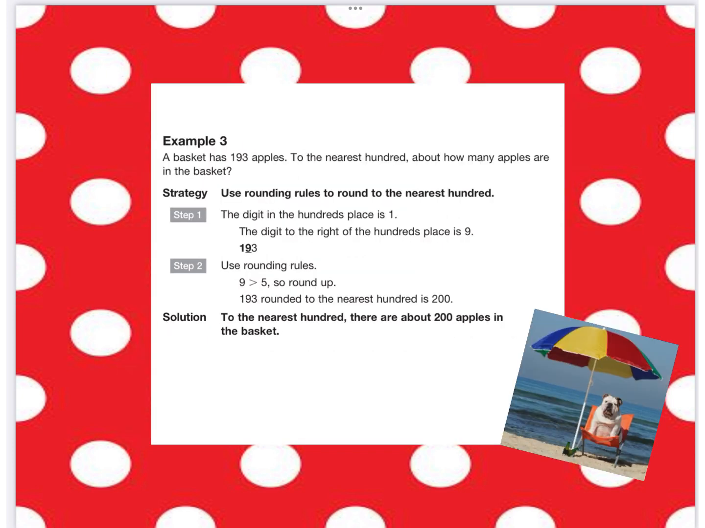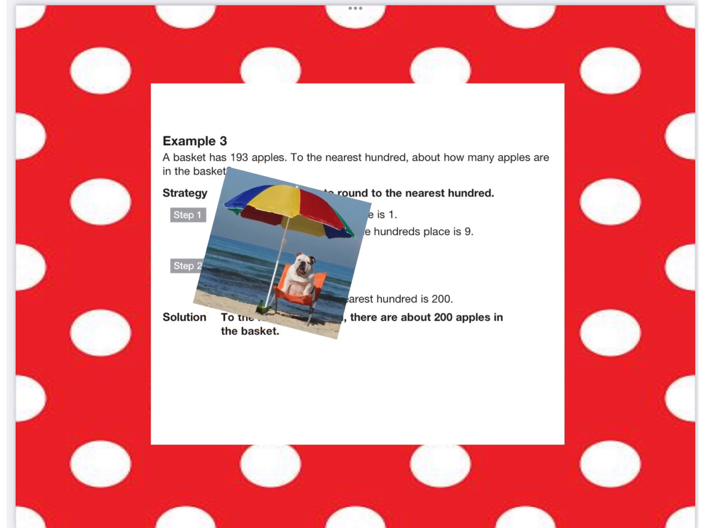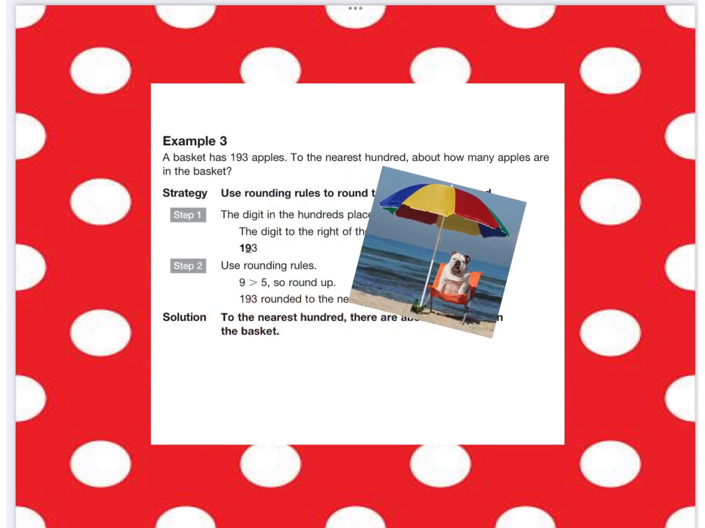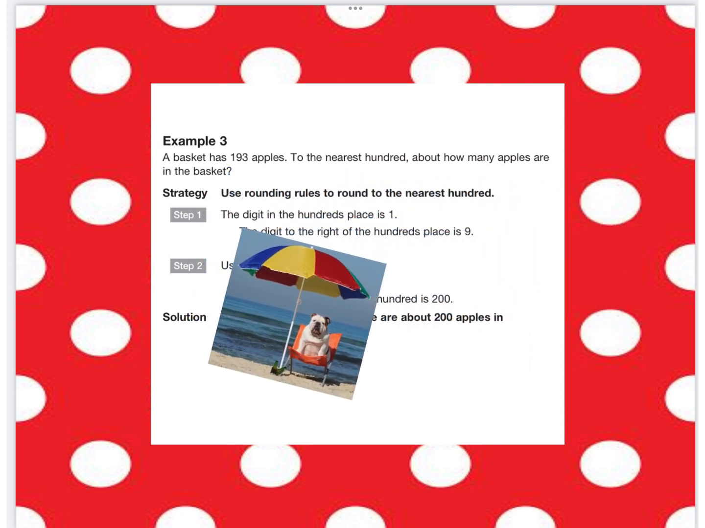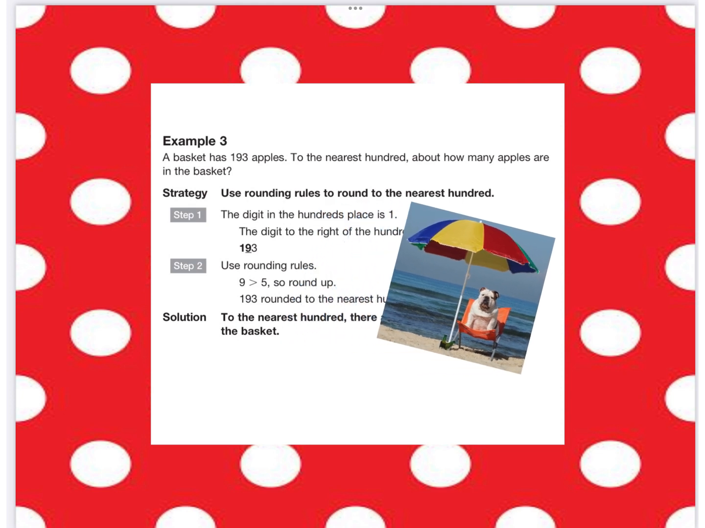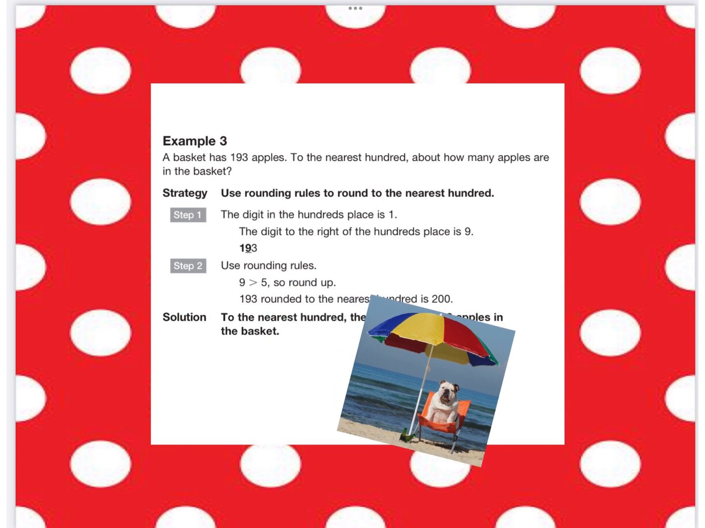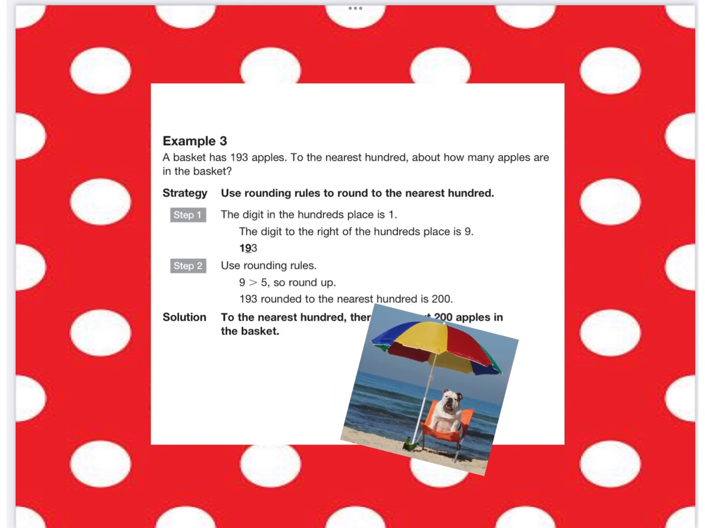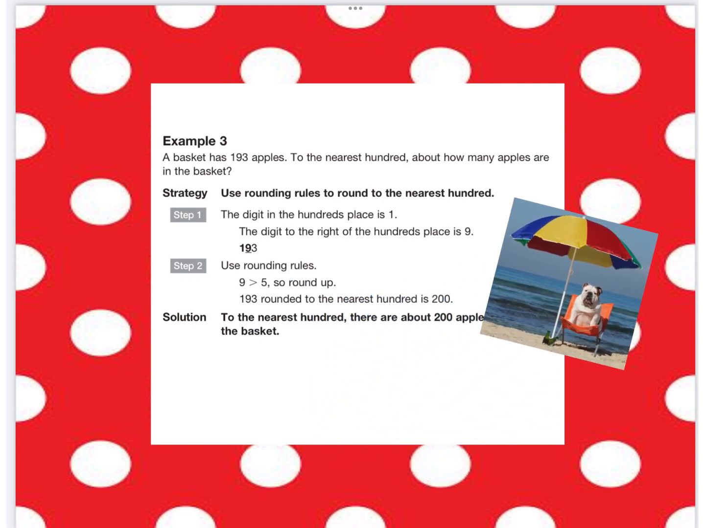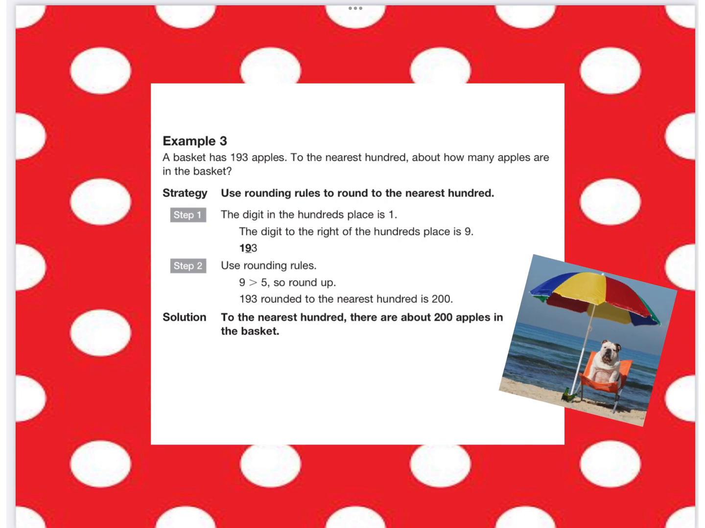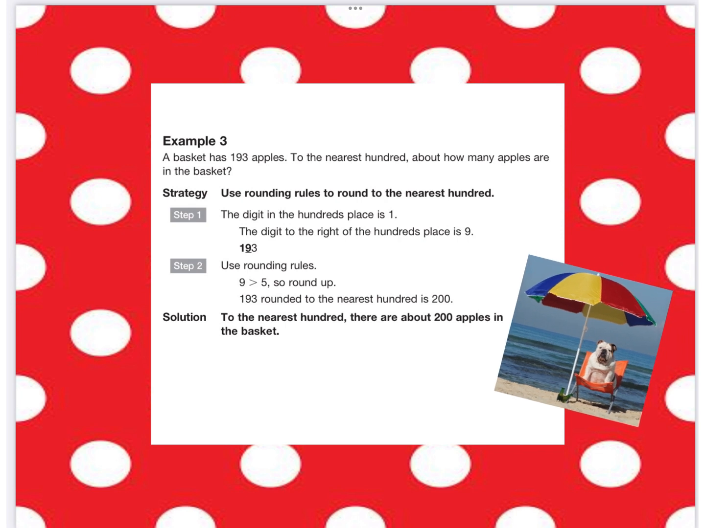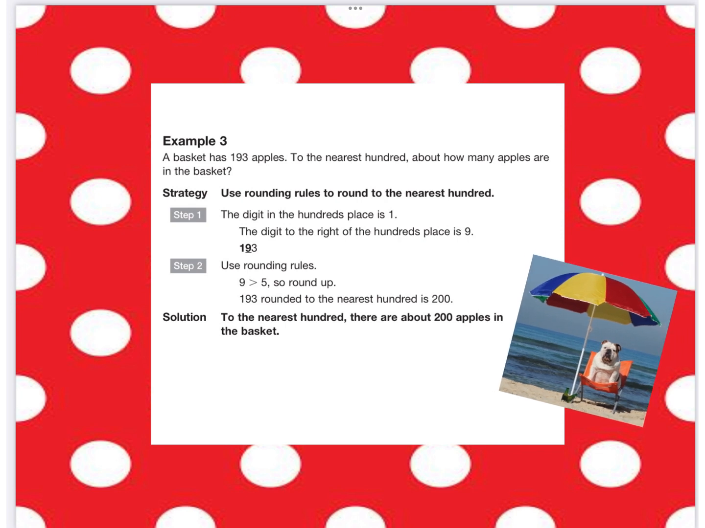Let's practice this example. A basket has 193 apples. To the nearest 100, about how many apples are in the basket? We're going to use those rounding rules to round to the nearest 100 now. So I know 193 is between 100 and 200. And I look at that 9, and that tells us to round up, okay? And so 193 is rounded to the nearest 200.